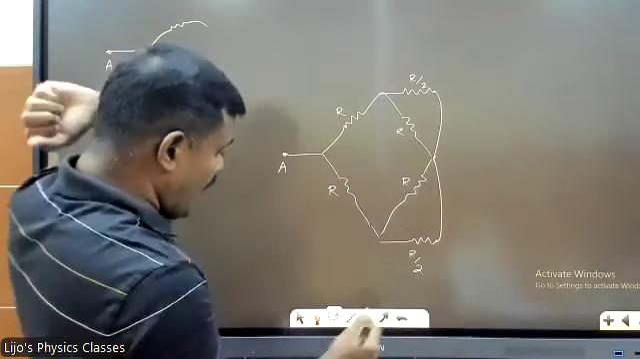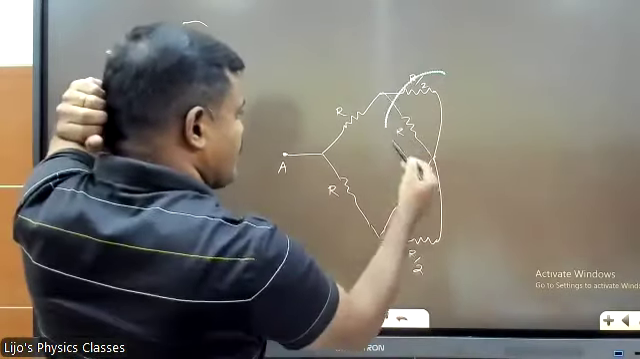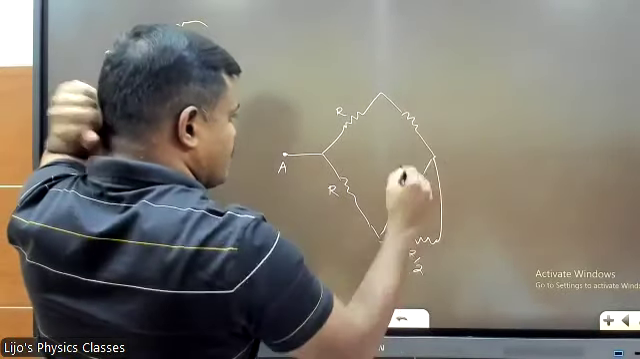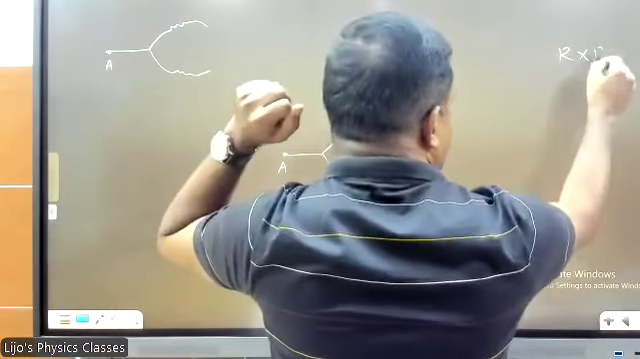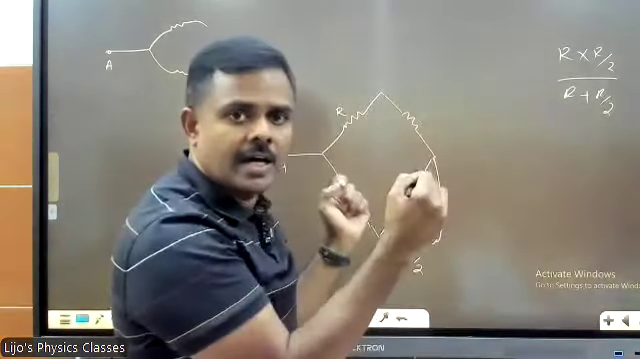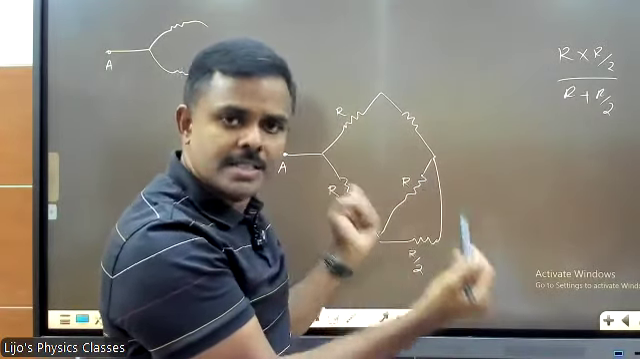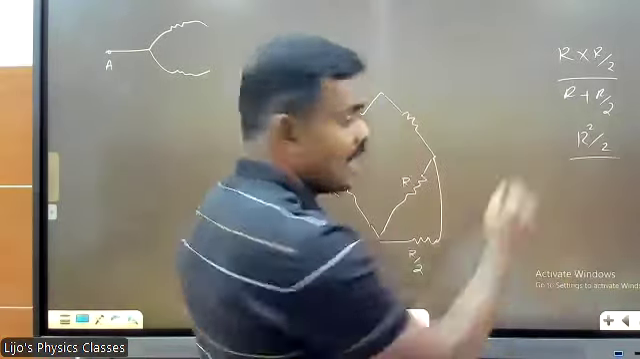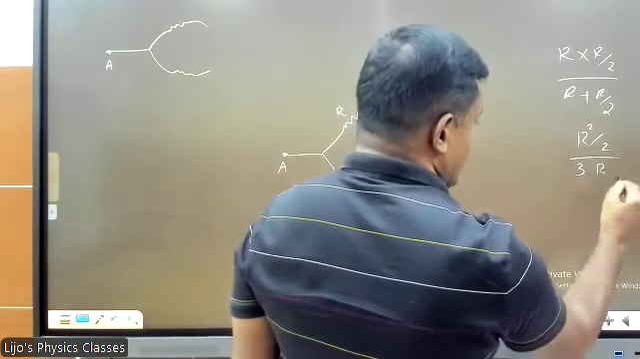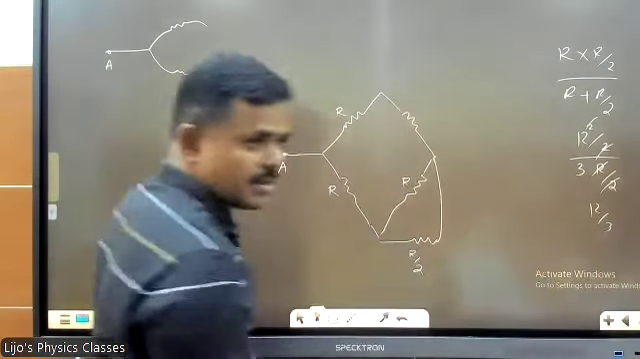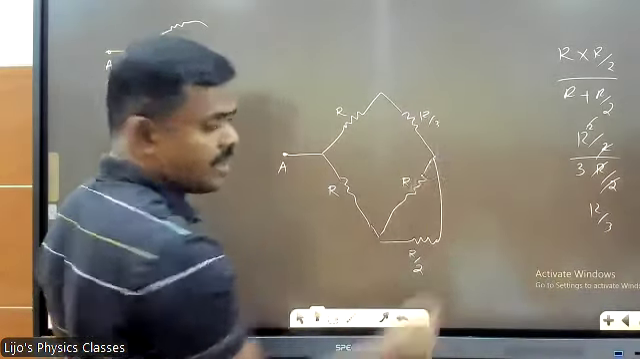Correct. So I'll just replace R and R by 2 with, tell me what? That will be R into R by 2 by R plus R by 2. Parallel is R1 R2 divided by R1 plus R2. R into R by 2 is R square by 2, R plus R by 2 is 3R by 2. R and R are cut, 2 and 2 are cut, R by 3. So I can replace that with R by 3.